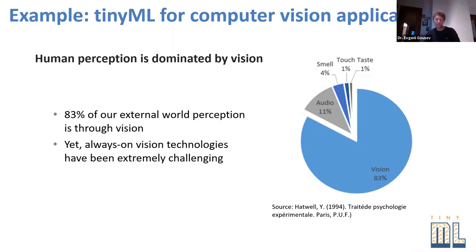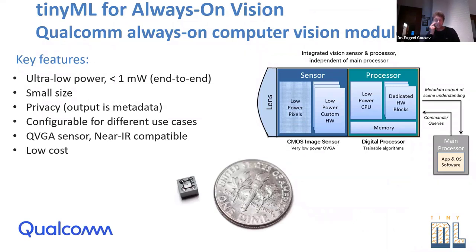I think this slide just shows that vision is one of the important modalities that we humans use to live and navigate and collect data and digest data. I think 83% of our perception of the world comes through eyes. So vision is definitely a big part of this. Vision is a very challenging task in terms of low power computer vision, machine vision. It typically takes hundreds of milliwatts because cameras take a lot of power, then the data processing and transfer. What we develop here in Qualcomm, and it's a product now, you can see it here, is a very tiny device.